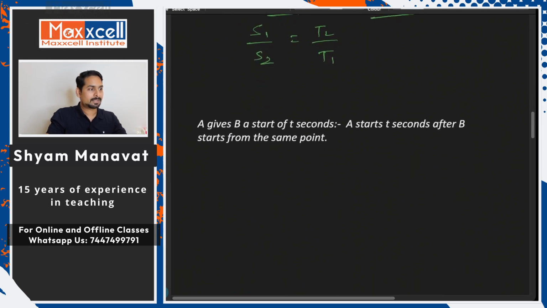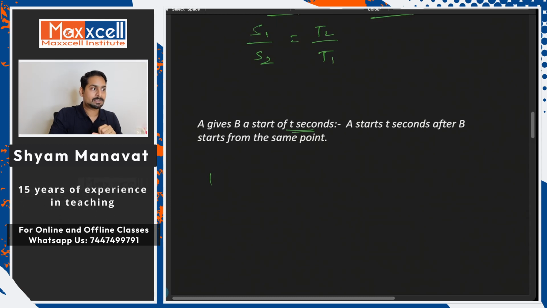Now, another case is A gives B a start of t seconds. That means what? A is quite overconfident. A says, okay, Mr. B, you start the race. First you start running and after t seconds I will start running. That is what it means by head start. Or give a head start or give a start of t seconds, one and the same thing, right? So that is the meaning you need to understand.